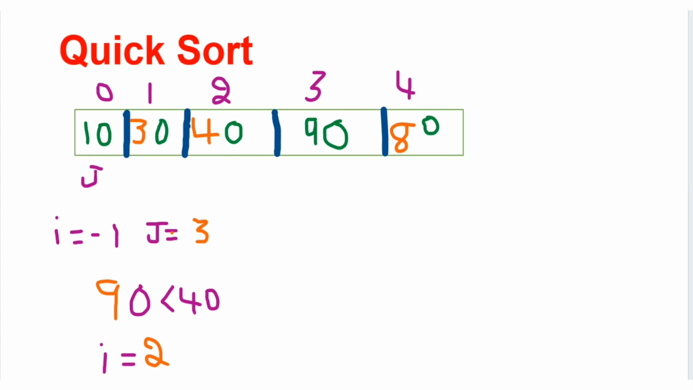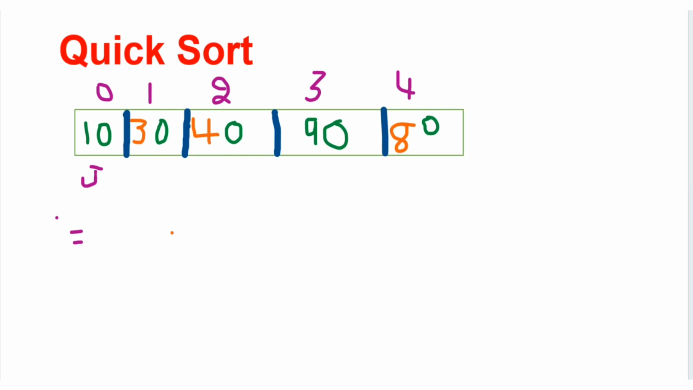Now we swap 80 and 40. In 80's place 40 is placed, and in 40's place 80 will be placed. The pivot element has found its correct position. This is the pivot element's correct position.